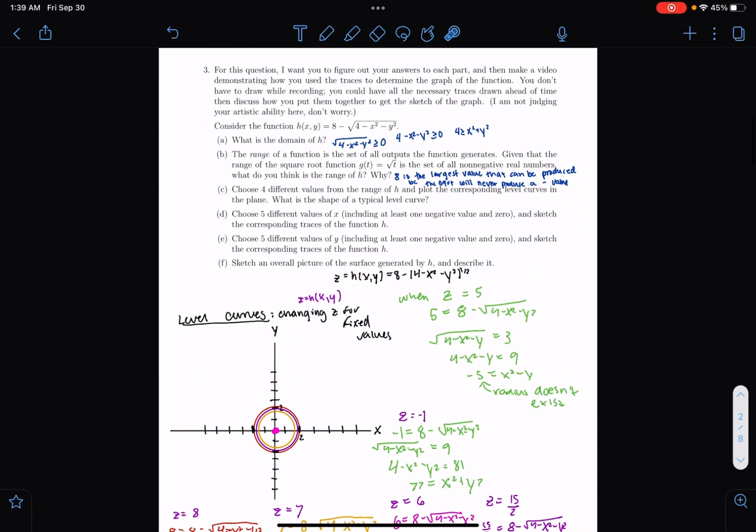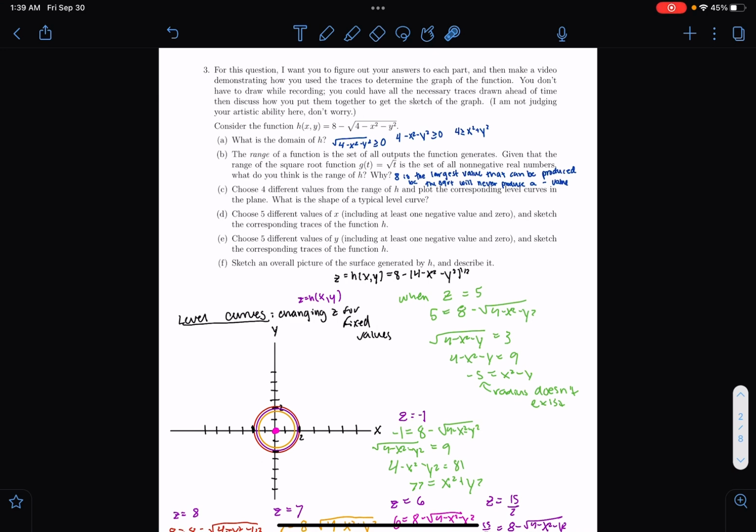Alright, to go on to the range of the function, which is the set of all outputs generated, it's important again to note the square root, because 8 is the largest value that can be produced. The square root is never going to produce a negative value, and subtracting a negative value would be adding. We're never going to be adding to 8, so 8 is the greatest value we get out of this function. I'm going to come back and talk about the range a little later too, because as I went through the next couple of steps, I found out some more stuff about the range.